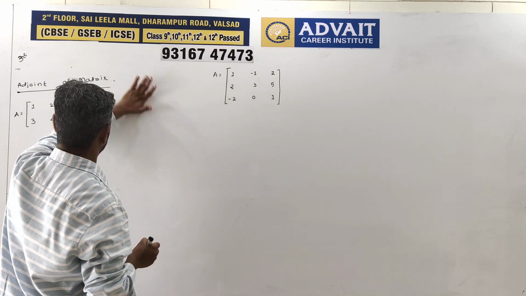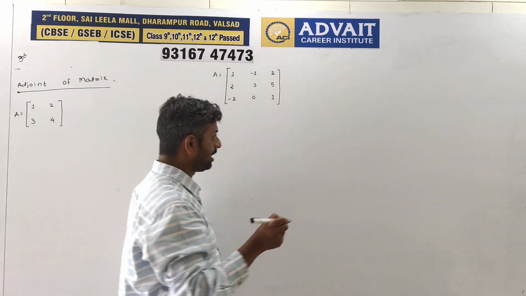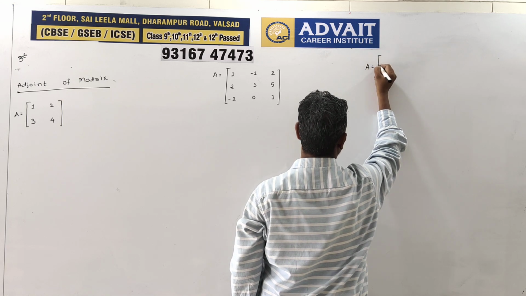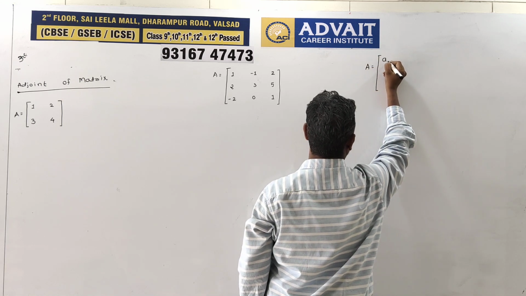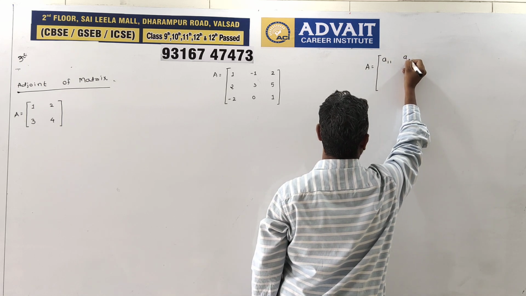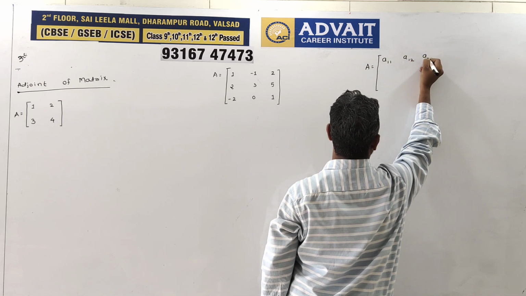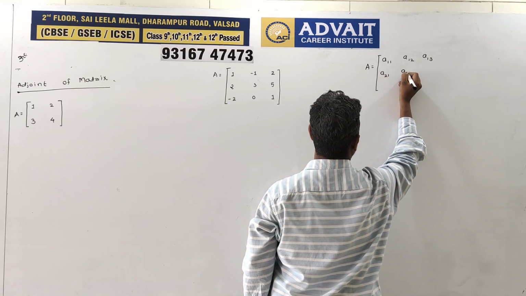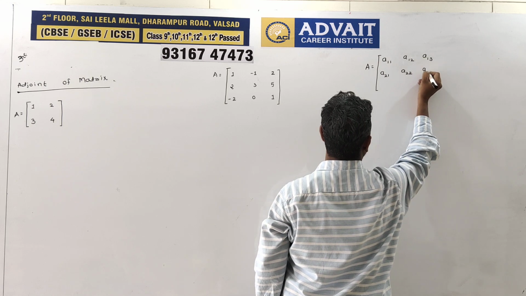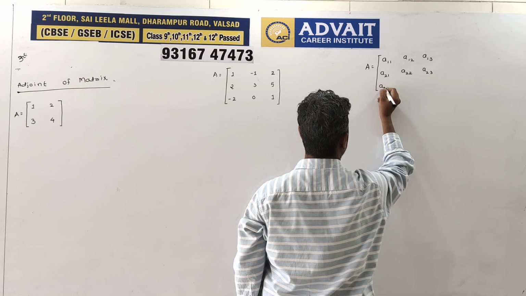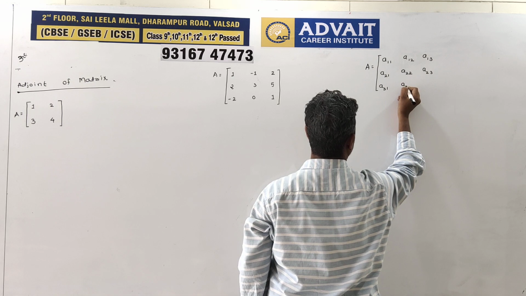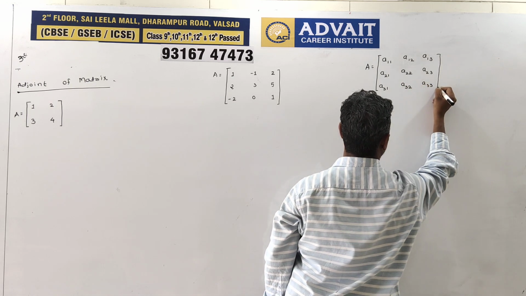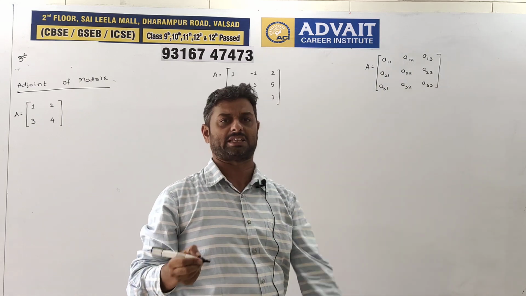So first, you have to be aware that in A, here A11, A12, A13, A21, A22, A23, A31, A32, A33. This is our matrix.